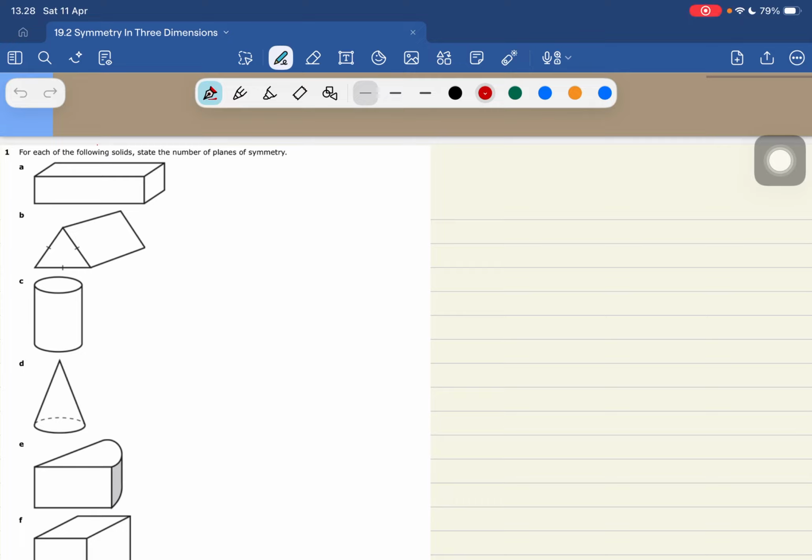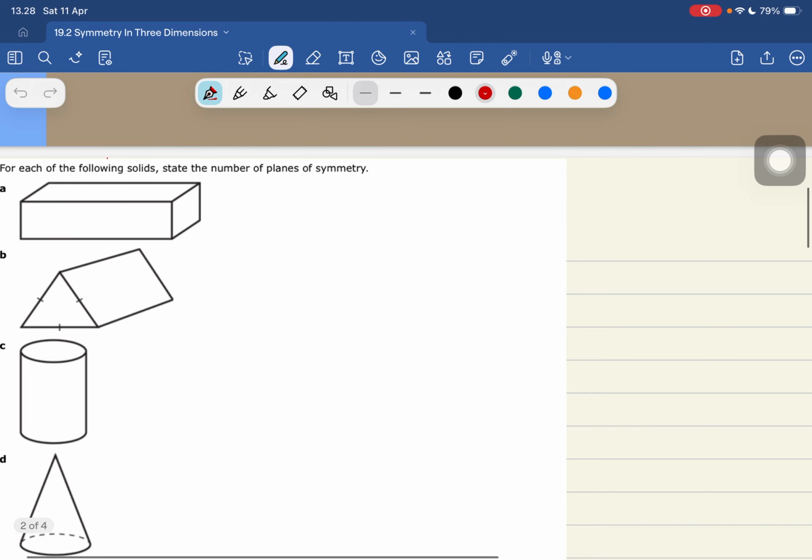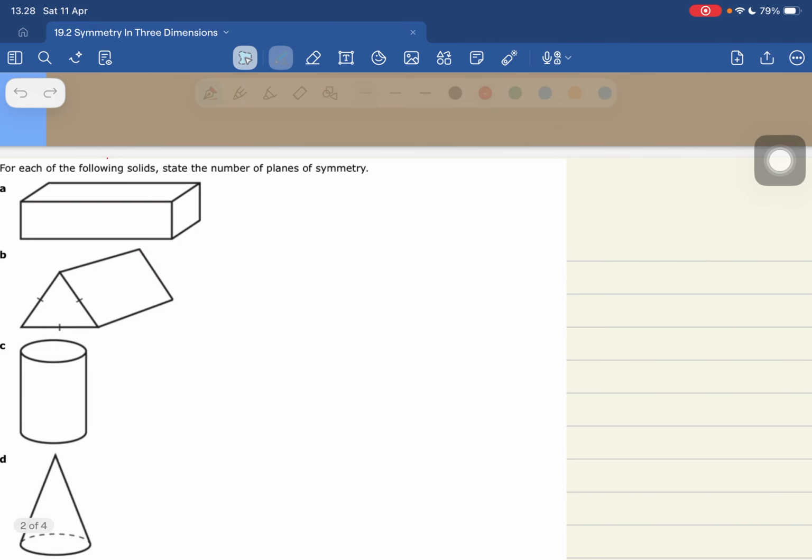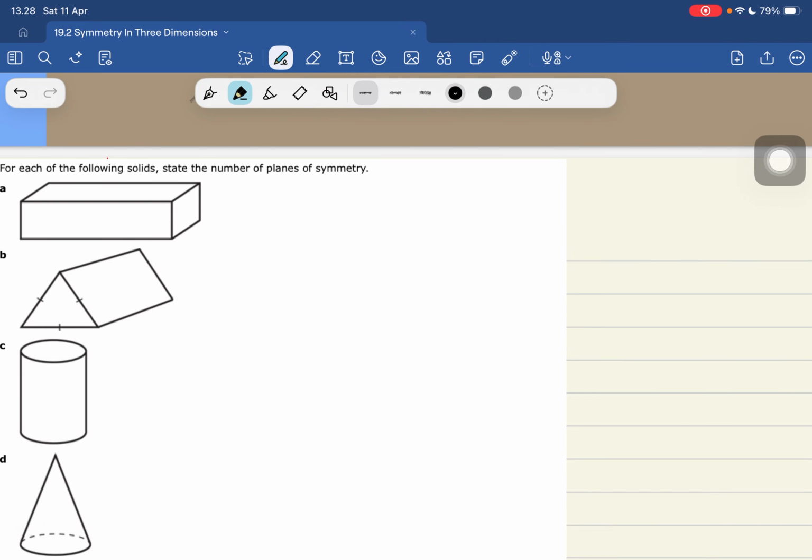Hi, in this video I'm going to solve a practice question on symmetry in 3 dimensions. For each of the following solids, we need to state the number of planes of symmetry. Okay, so first, you can write it from here.